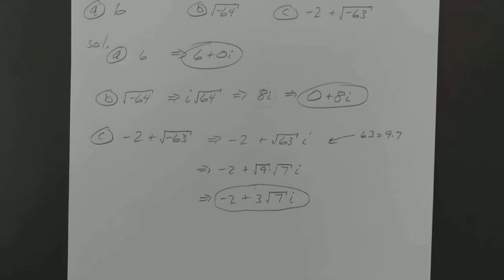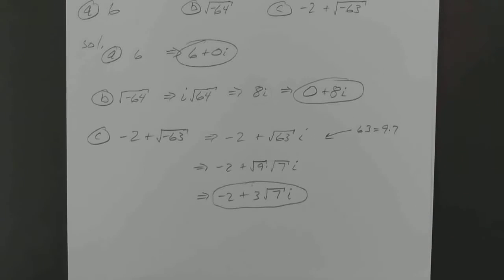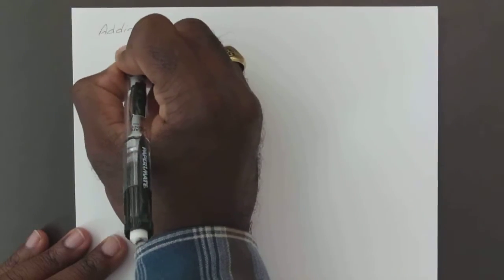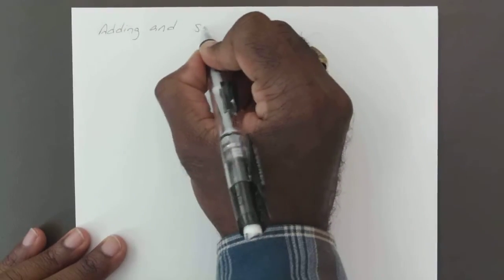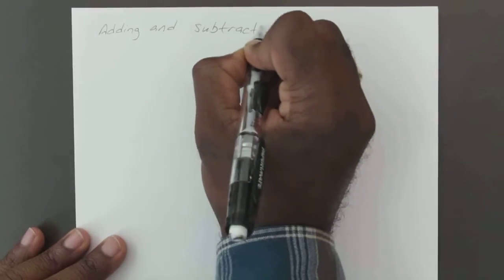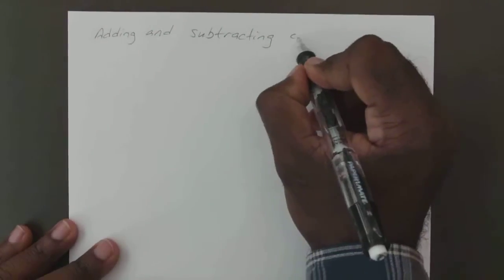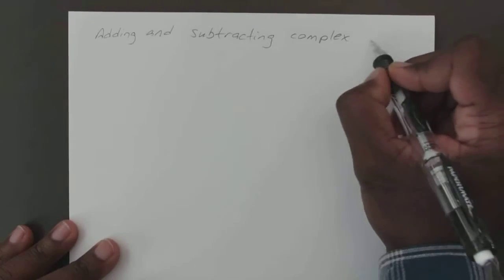Okay, so now we're going to start to add, subtract, multiply, and divide complex numbers. Now, adding and subtracting, you're going to do that the same way you would add and subtract variables. You just add their coefficients. Is anyone still writing? Adding and subtracting complex numbers.